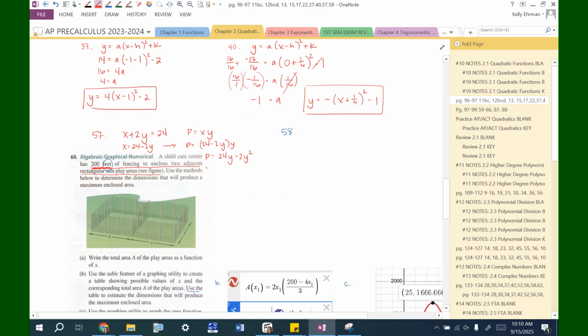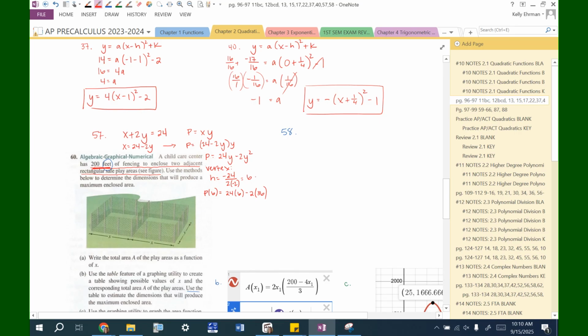The max would be the vertex. So the vertex is opposite of b over 2 times a. Negative 24 divided by negative 4 is 6. Plug that in. 24 times 6 minus 2 times 36. Oh, that's a lot of work. What if I don't want to do all that math?